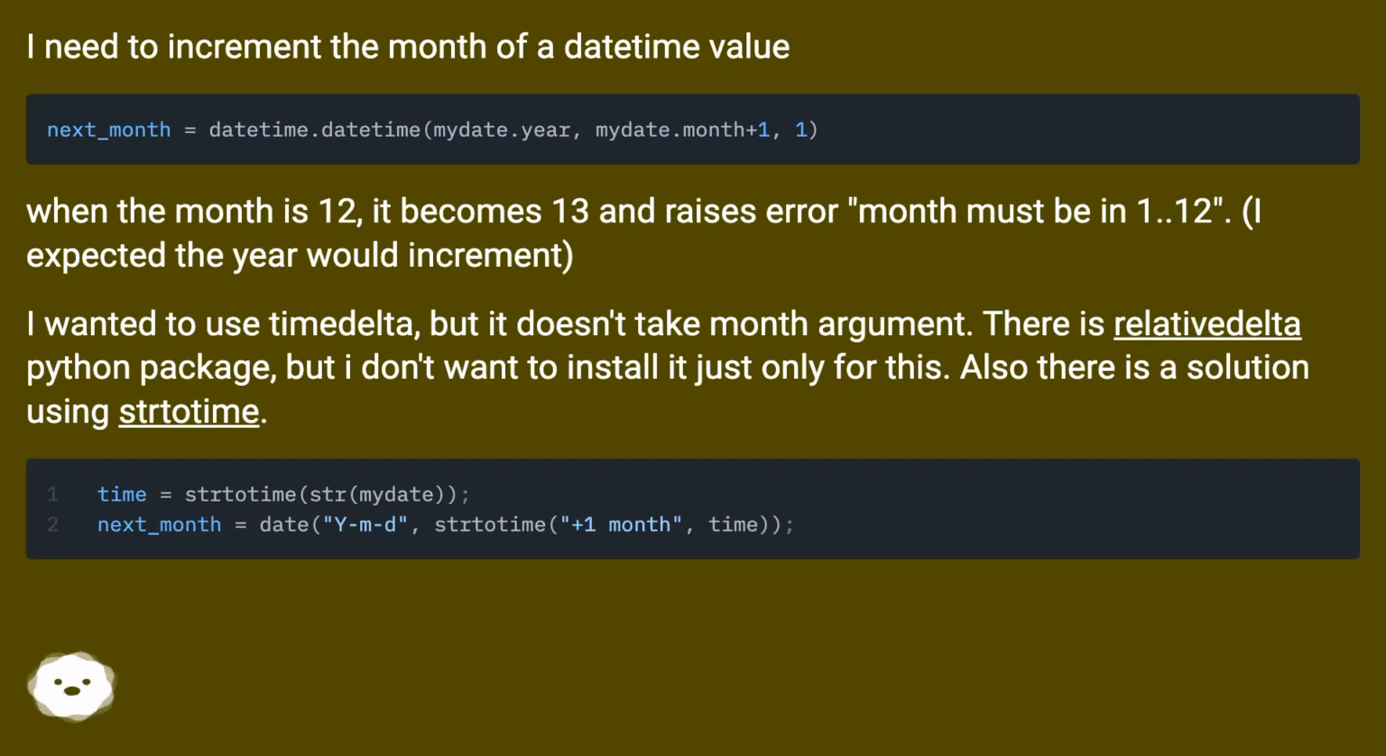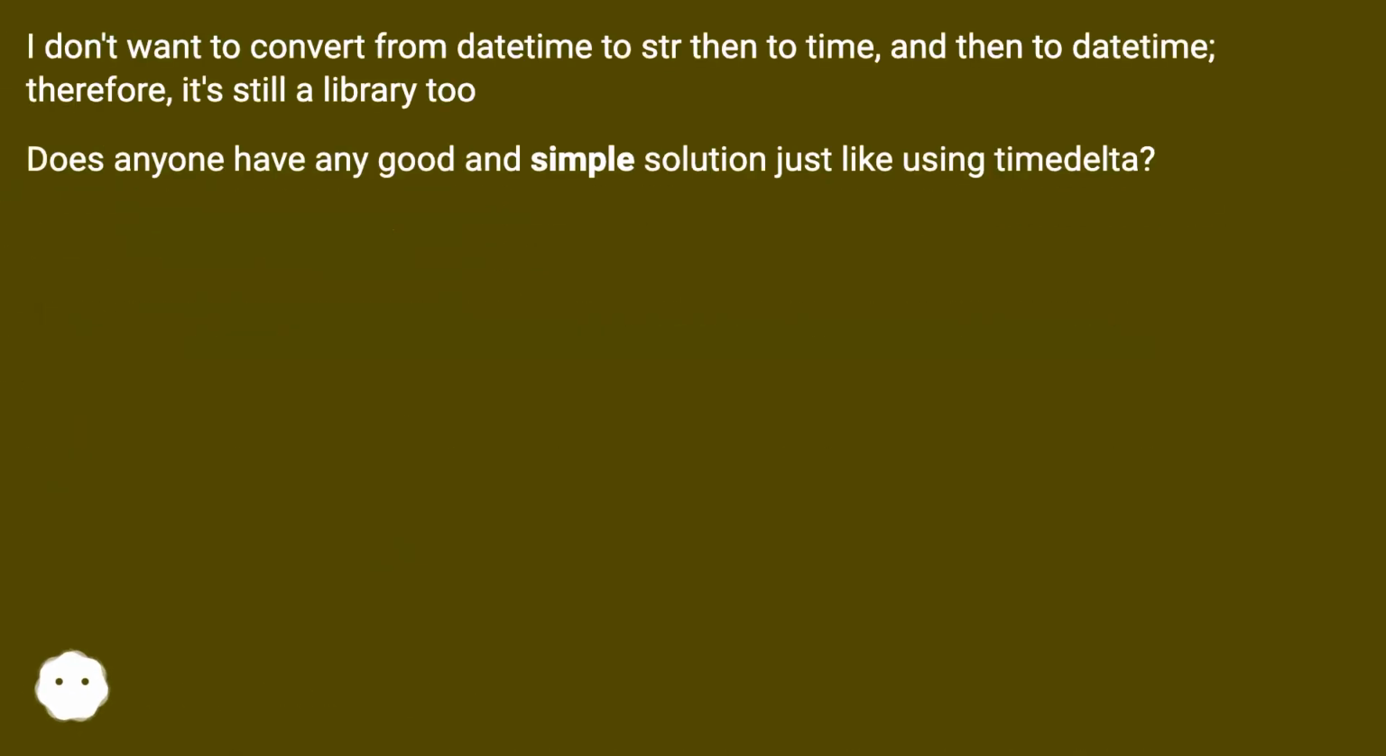I wanted to use timedelta, but it doesn't take a month argument. There is the relativedelta Python package, but I don't want to install it just for this. Also there is a solution using datetime, but I don't want to convert from datetime to str, then to time, and then to datetime. Therefore, it's still a library too. Does anyone have a good and simple solution just like using timedelta?